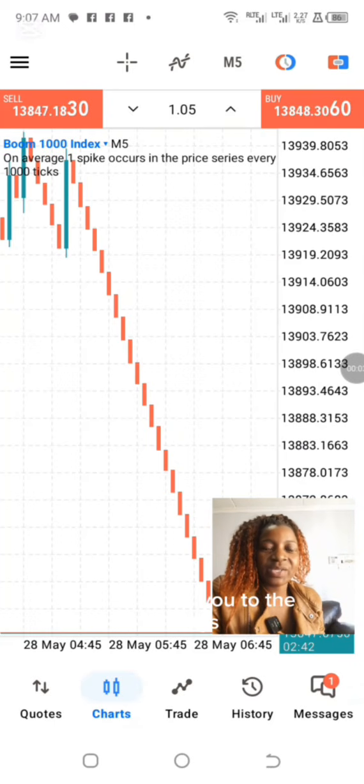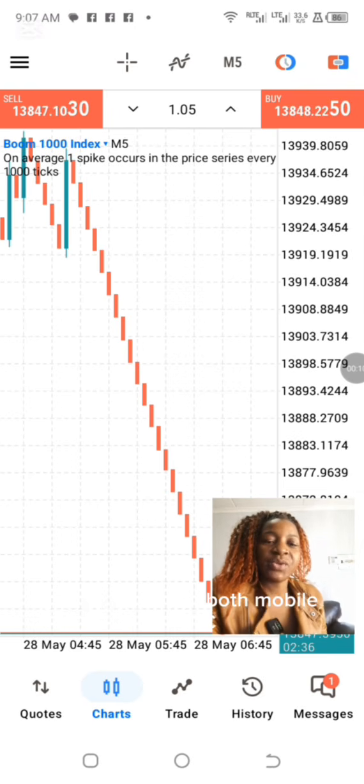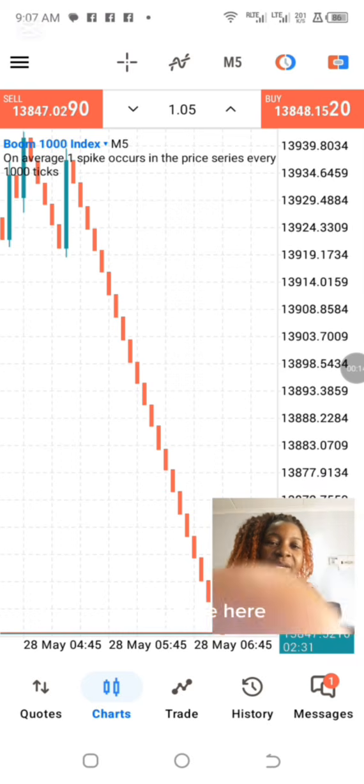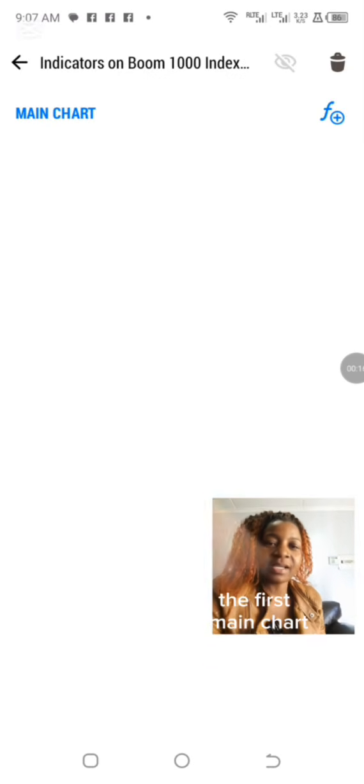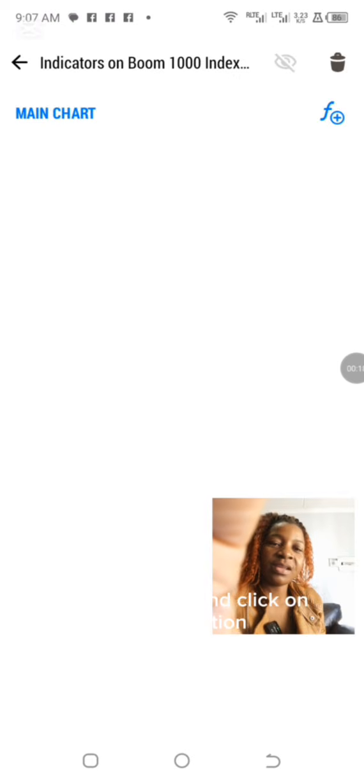So let me take you to the settings so that you see the parameters of the indicators that we are going to be using in this strategy. This strategy, we can use it on both mobile and PC. So you come here, we want to add the first indicator. On the main chart, we come here and click on the F function.